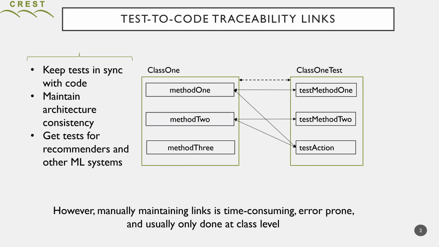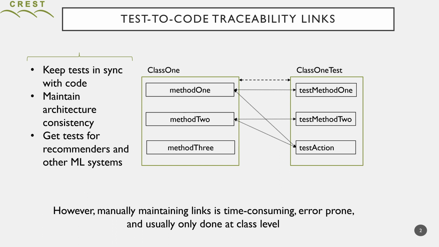So this work is concerned with establishing tester code traceability links, which essentially map tested artifacts to their test artifacts. At the class level, we're mapping test classes to their tested classes, and then at the method level, we're mapping test methods to their tested methods.